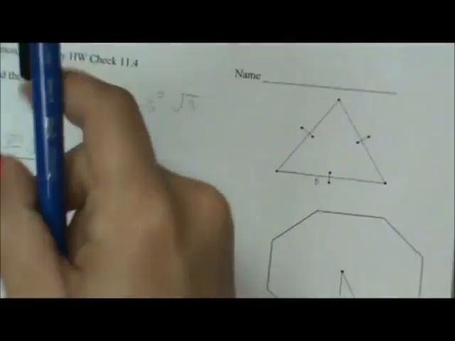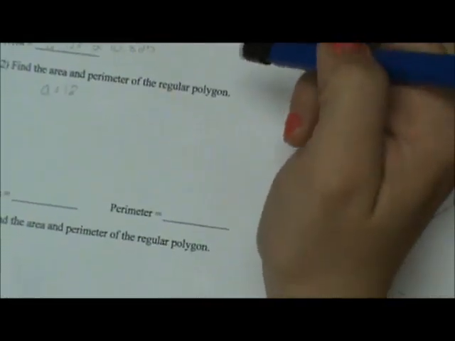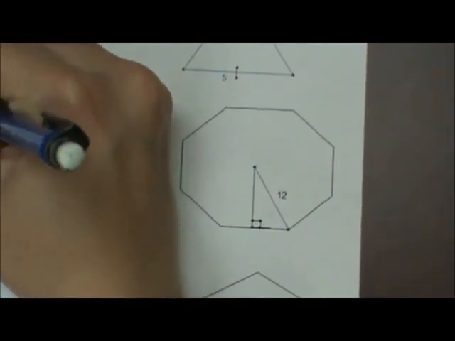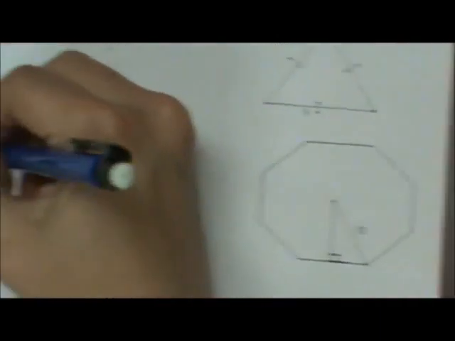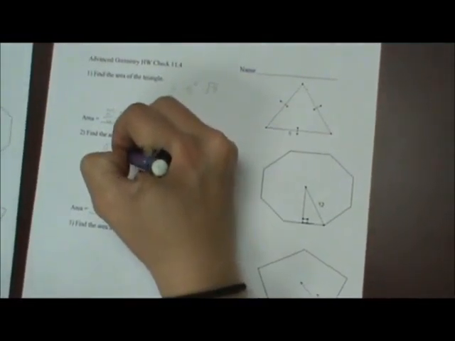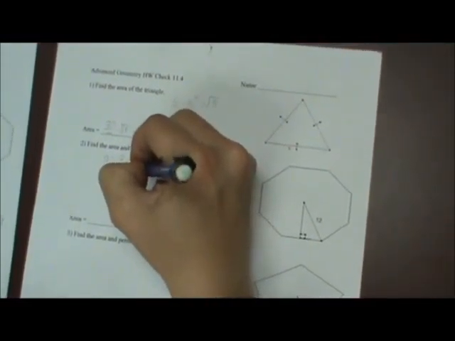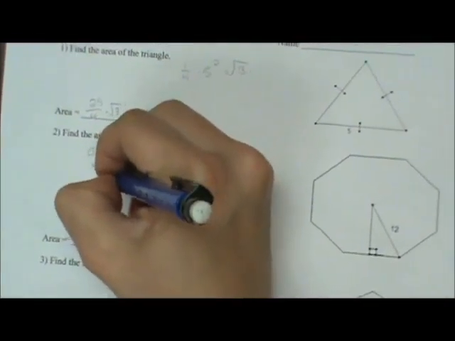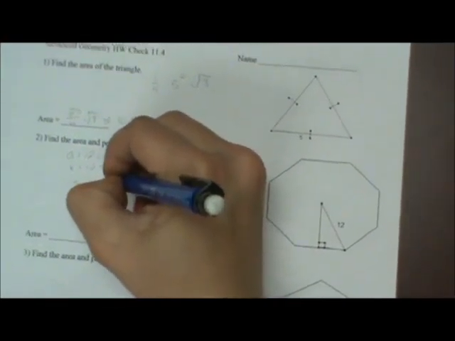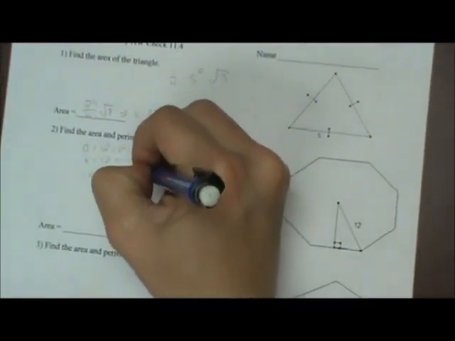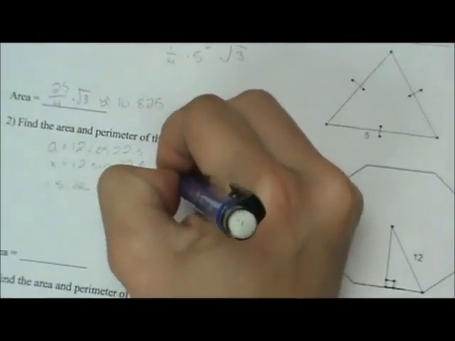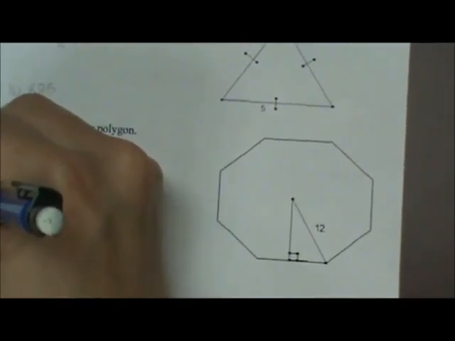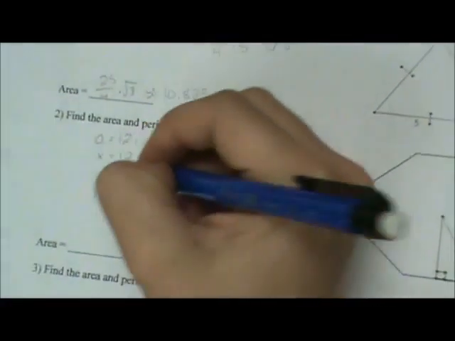For number 2, we're going to divide 360 by 8, and then divide that by 2 to find out what those little degrees are. That way, we can just use trigonometry to figure it out. So then a is going to equal 12 cosine 22.5, and x is going to be 12 sine 22.5. So that's how we get that. And then one side is going to equal double x, so it's going to be 24 sine 22.5, and then p is just going to be 8 times that, which is 192 sine 22.5.